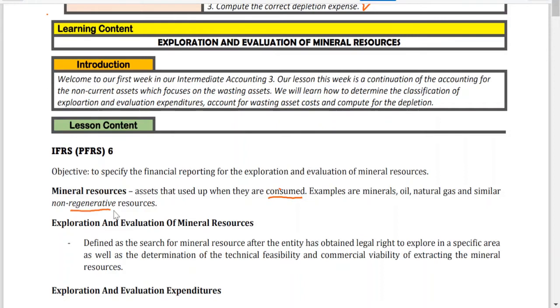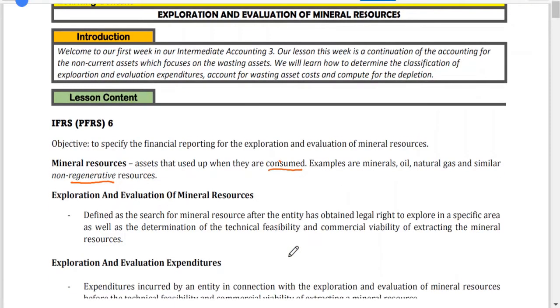So what do we mean if it is non-regenerative? This means that it cannot renew itself, it cannot restore itself back. So once nagamit na, it's fully consumed. Dili na siya mo grow na sad og balik, dili na sad siya mag-reproduce na sad og balik.